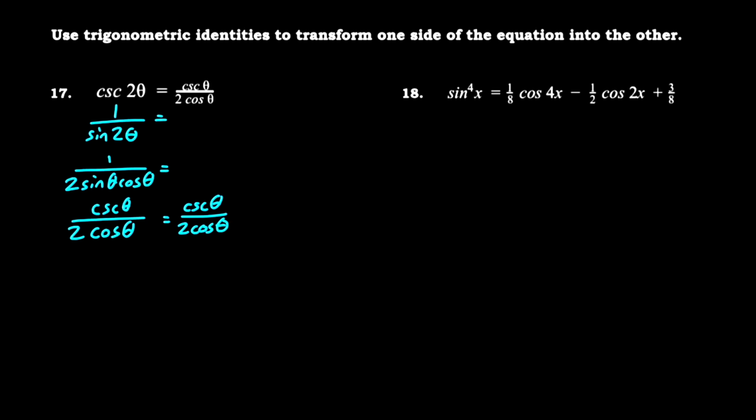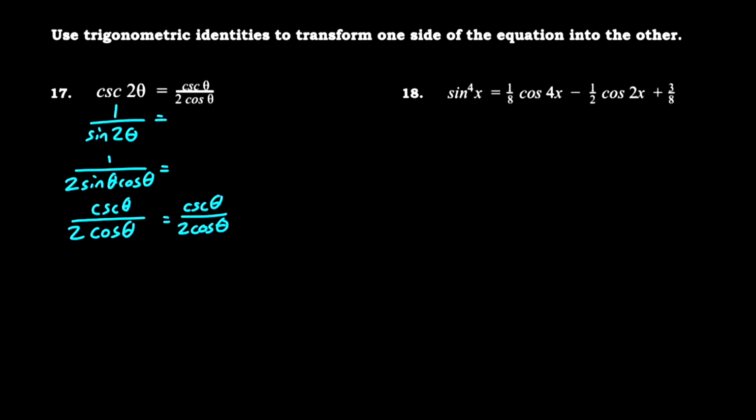Example 18 will be the last one for this video, and it says sine to the 4th of x equals 1/8 cosine of 4x minus 1/2 cosine of 2x plus 3/8. Now the right side obviously looks more complicated. And honestly, we have 4x and 2x. We have 2 different types of angles going on, basically.